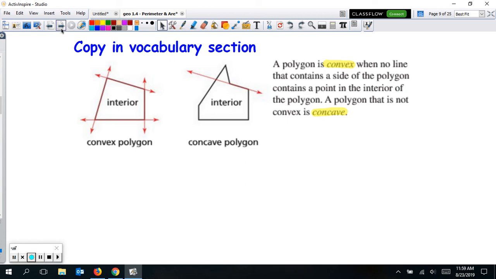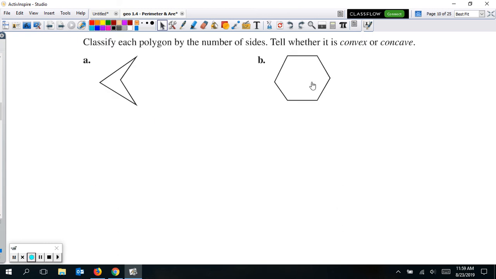Okay, so our next part is actually just trying to figure out the names of these polygons and if they're convex or concave. So let's start with these ones here. Just take a look at them. Take a look at letter A. What do we call this? Classify the polygon by the number of sides. Well, you have to count the number of sides. How many sides do you see? You should see 4 sides.